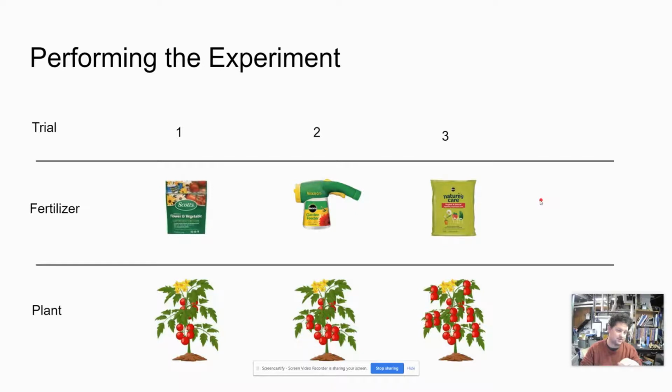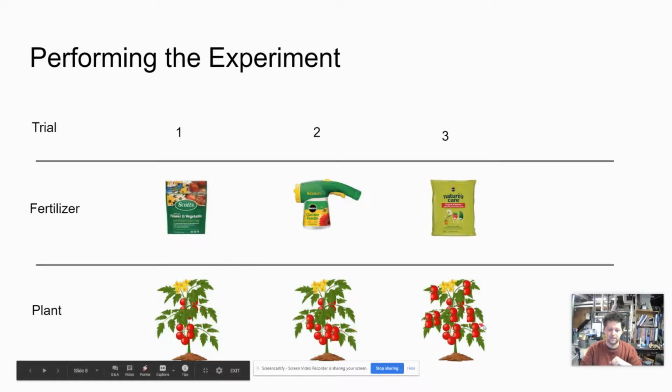So I set up a data table. So here's a simple data table. Trial number 1, number 2, and number 3. I've got my Scott's, my Miracle-Gro, and my Nature's Care. And then I'm going to grow 3 plants. And you can see that each plant here has grown a different number of tomatoes.